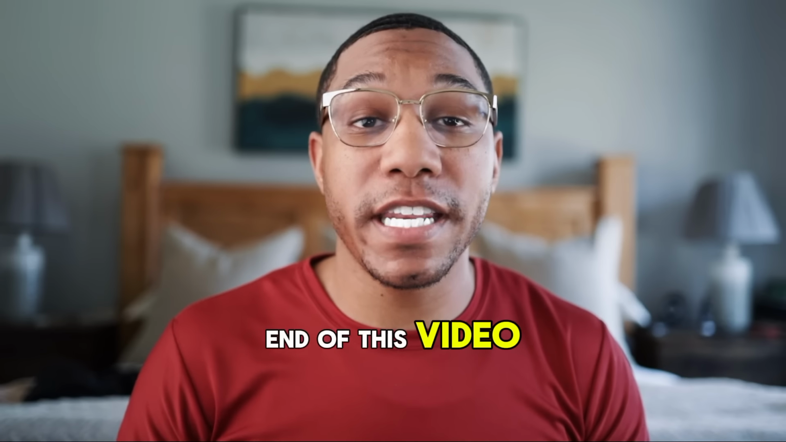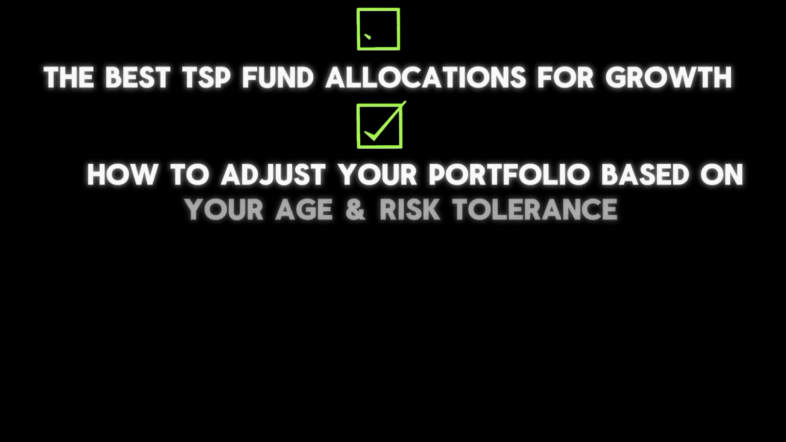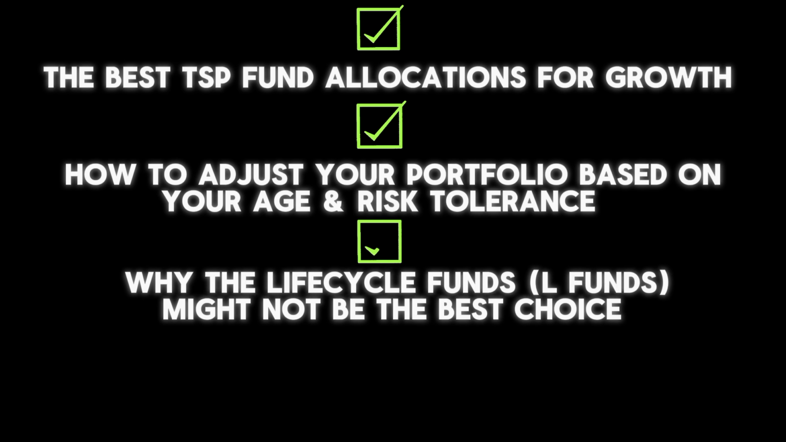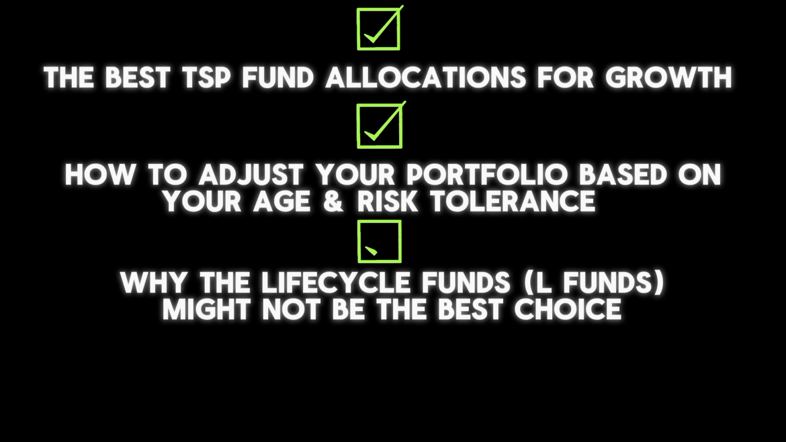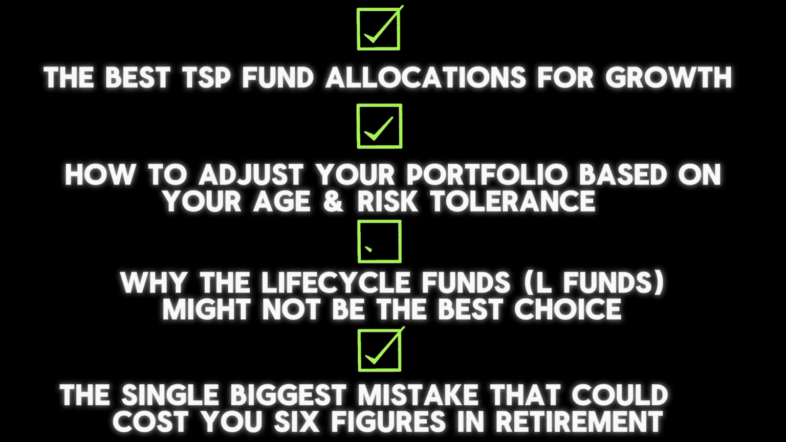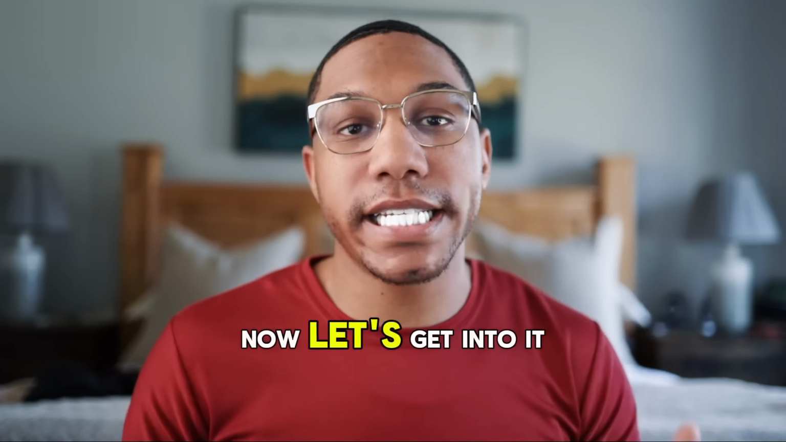And by the end of this video, you'll know the best TSP fund allocations for growth, how to adjust your portfolio based on your age and risk tolerance, why the Lifecycle funds, which is known as the L funds, might not be the best choice, and then the single biggest mistake that could cost you 6 figures in retirement. Now, let's get into it.